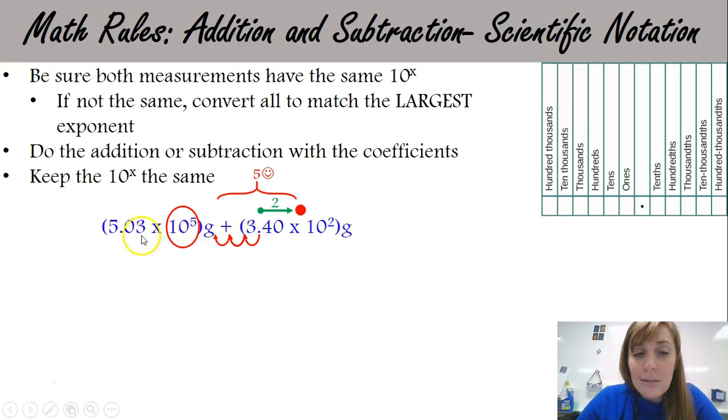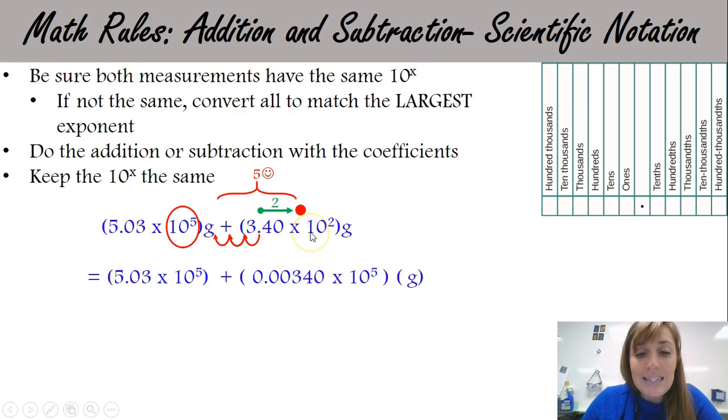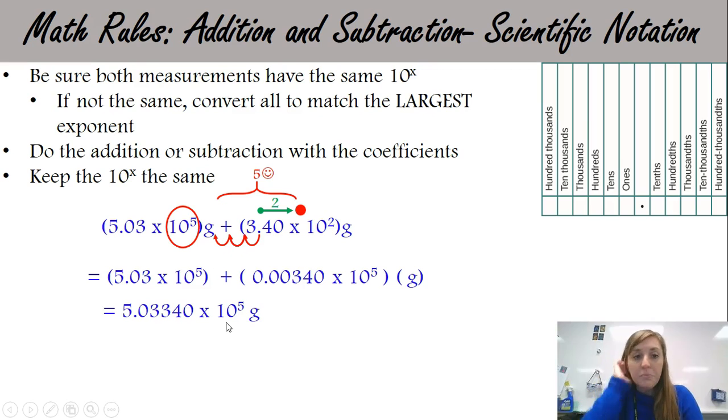All right, so let's rewrite to make things a little clearer. My 5.03 times 10 to the 5th stays the same. And then I'm adding 0.00340. This 10 to the 2nd is now 10 to the 5th, and everything is grams. I add up just our coefficients, so 5.03 plus 0.00340. That gives us this number. I bring my 10 to the 5th down, and now I do my rounding.